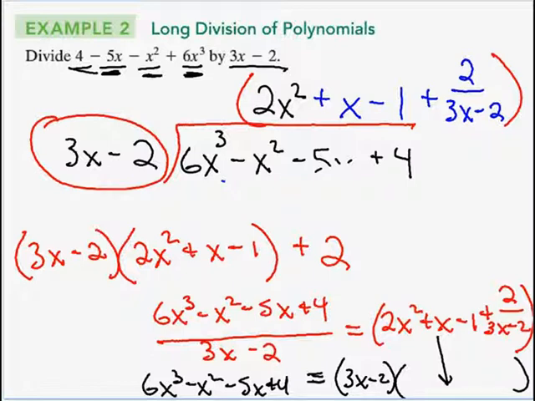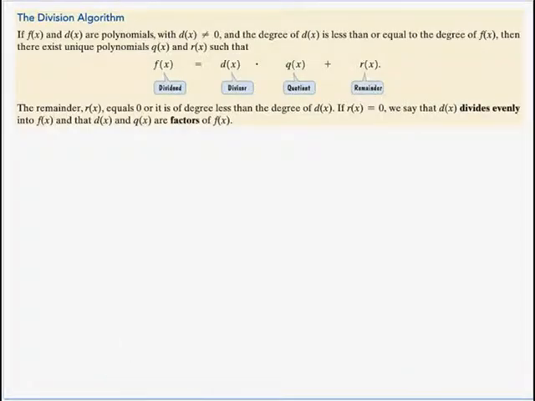All right, one last thing to go over here. Okay, one more example after we talk about this division algorithm. So here we have the official book definition of our division algorithm. If f of x and d of x are polynomials, and d of x is not equal to 0, and the degree of that d of x is less than or equal to that of f of x, then there exist unique polynomials, q of x and r of x, such that f of x is equal to d of x times q of x plus r of x, the remainder.